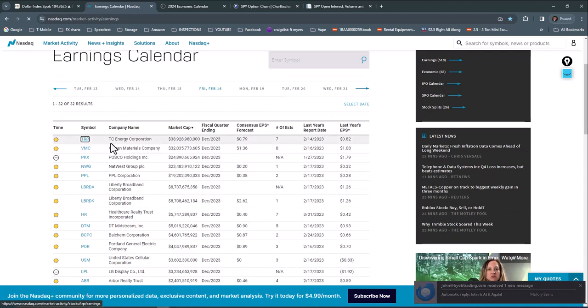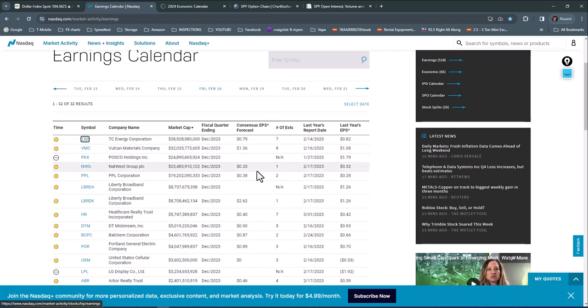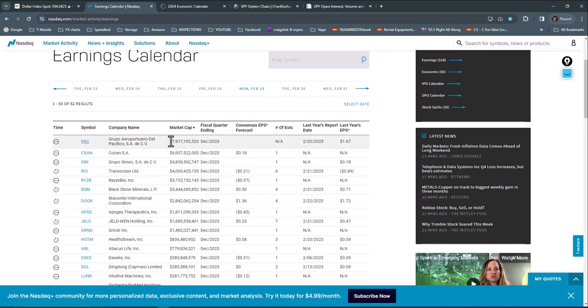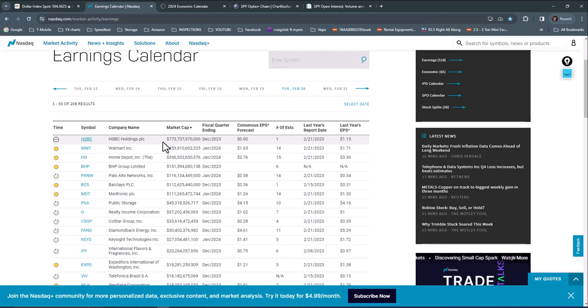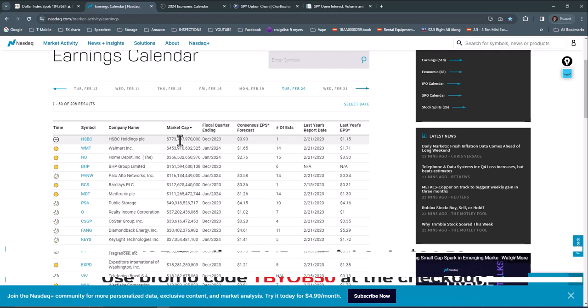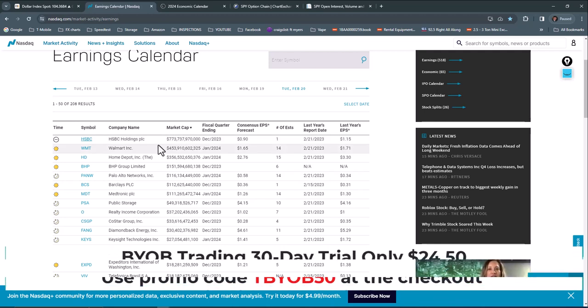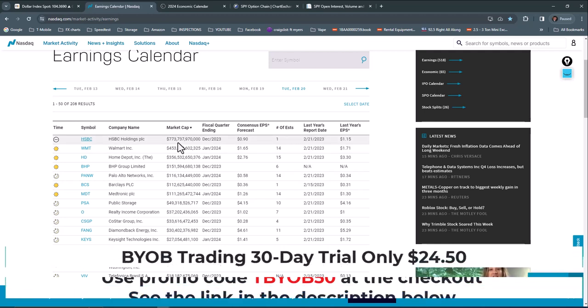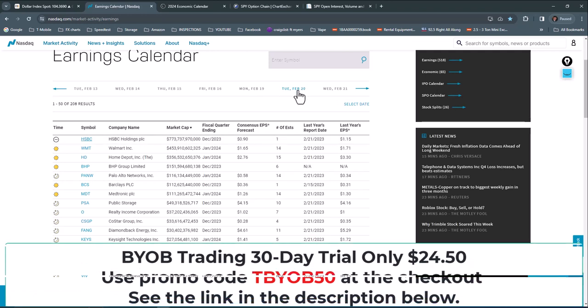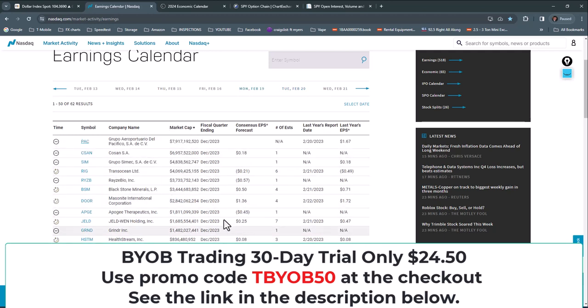Earnings calendar for today. We got TC Energy, nothing notable. Monday, nothing notable, nothing at all. Tuesday, we got HSBC, a foreign-held company, or maybe they just have their headquarters in a foreign country. 773 billion. They're going to report on Tuesday, not Monday. Markets are closed on Monday. Surprised we got earnings announcements even though the markets are closed. That's crazy. Why even have them?